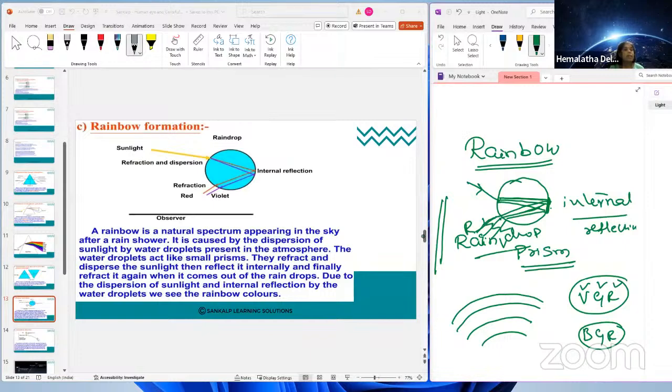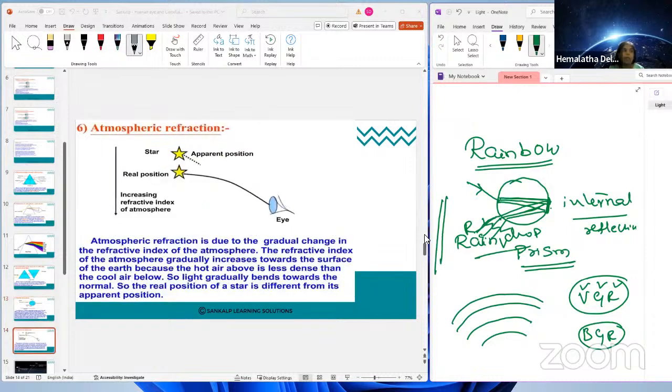So these are the things we discussed about the dispersion of light. Is the topic clear? What I told was dispersion, and before that I told about refraction through a prism. Refraction through the prism is nothing but dispersion.